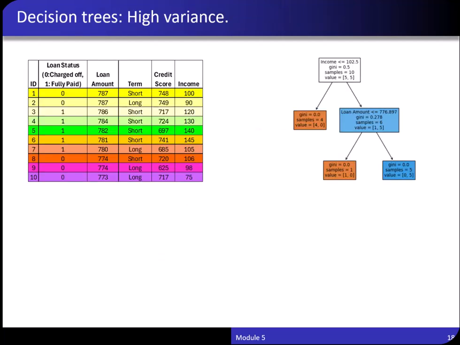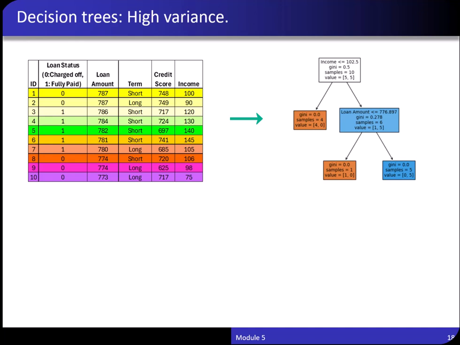Let me illustrate this in an example. Assume that this is my data set. I have 10 customers with 4 predictors. The first predictor is loan amount, the second predictor is the term, the third predictor is credit score, and the last predictor is income. If this is my data set, I have the right tree as a decision tree.